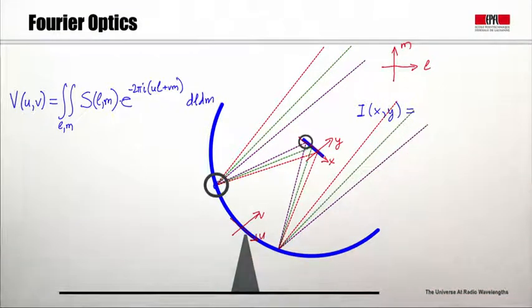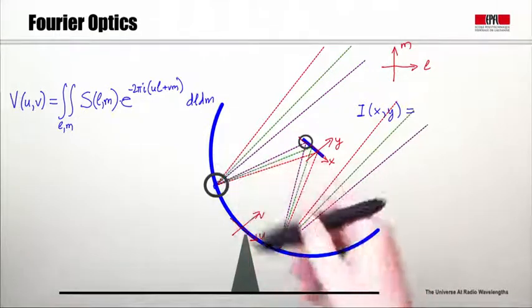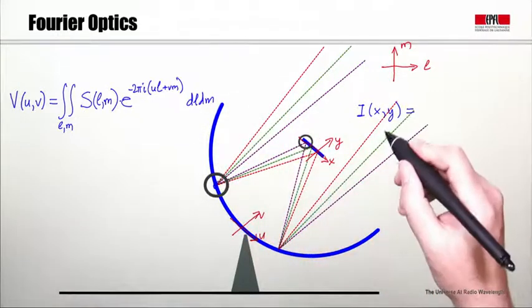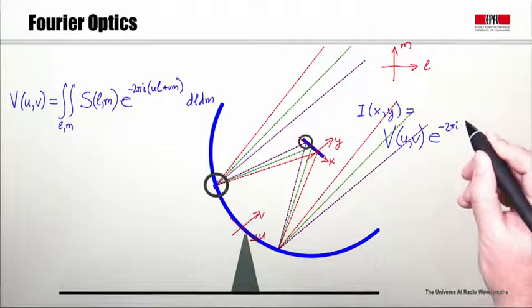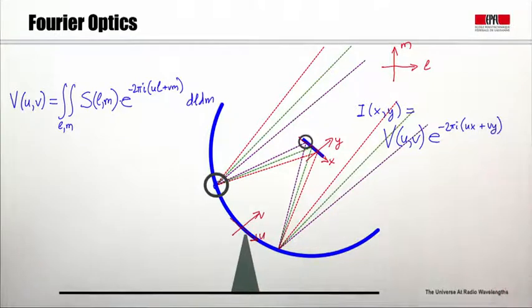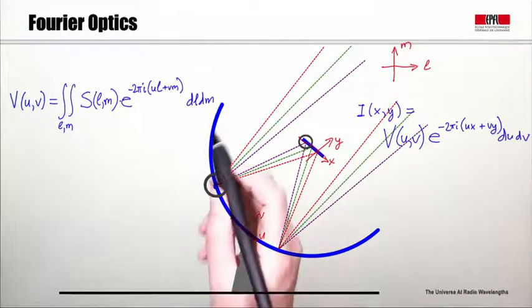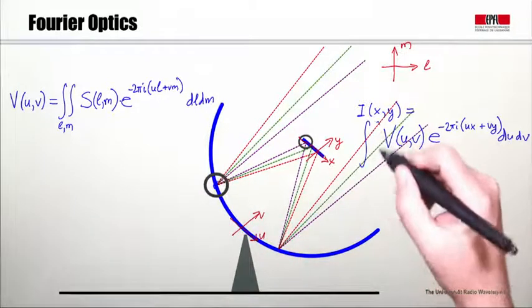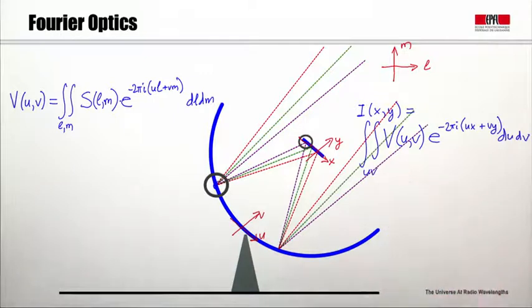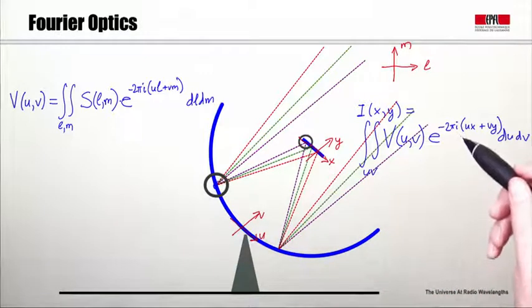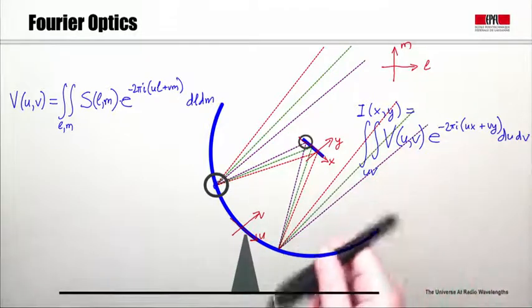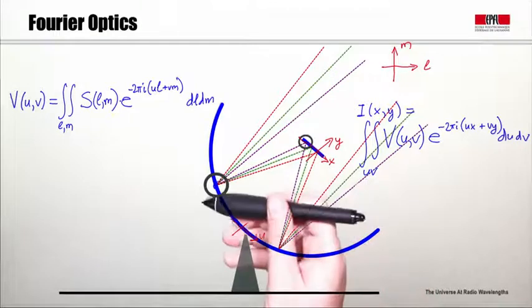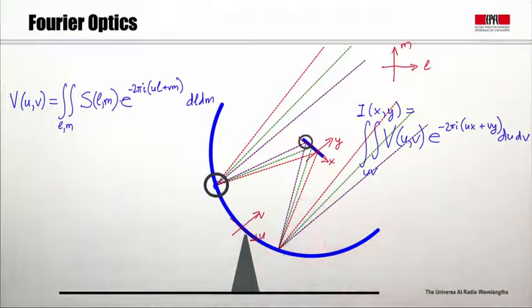Well, now we have to take the contribution from every field on the surface of the dish. So we write it like this, V of U and V, times also a complex phase exponent. And then we have to integrate that over all the bits of the dish, so it's an integration over u and v. And these complex exponents, they simply correspond to the travel time of the signals. Remember the path length difference, the phase delay from the different bits of the dish to the receiver.